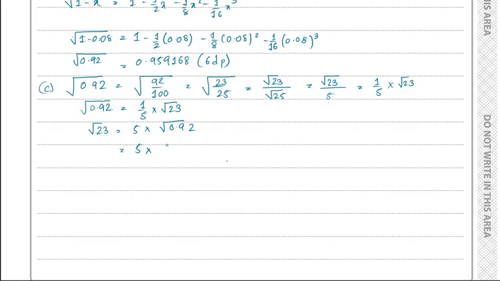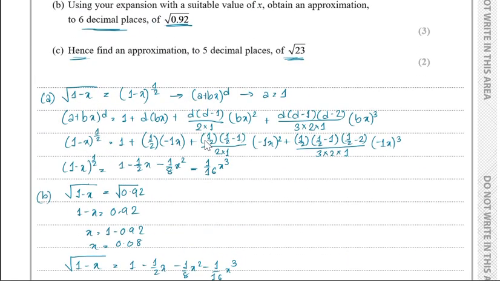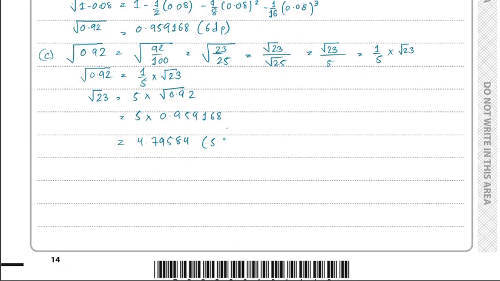Which is 5 multiplied by 0.959168. And if you multiply 0.959168 with 5, then this would come out to be 4.79584. And the question has asked us to give it in 5 decimal places, so it should be 5 decimal places. This is root over 23. That is it for this question. Thank you.